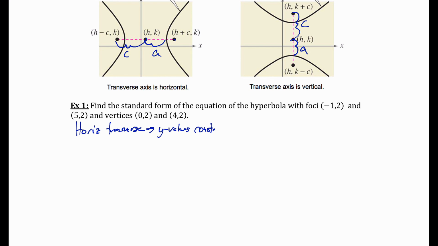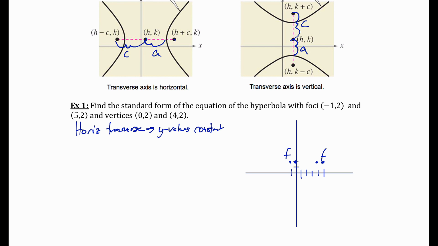Now, let's start drawing this because we're going to need to find some key information. So we've got a point at (-1, 2). We'll go 1 over, 2 up, and draw a point there. And we also have points at (5, 2), (0, 2), and (4, 2). So I'm just going to go over 5: 1, 2, 3, 4, 5. The other focus is at (5, 2). So this is a focus. This is a focus. And then our vertices are at (0, 2), right there, and at (4, 2), right there.